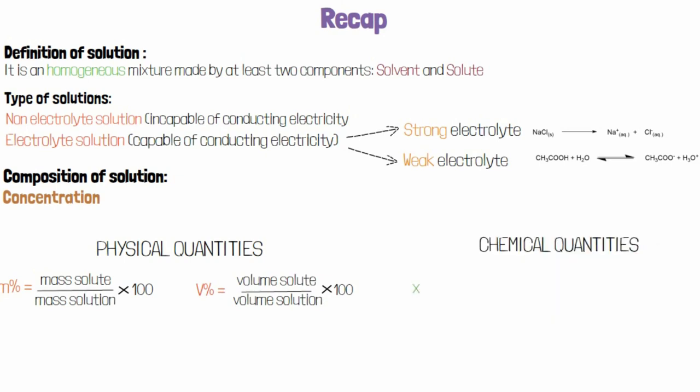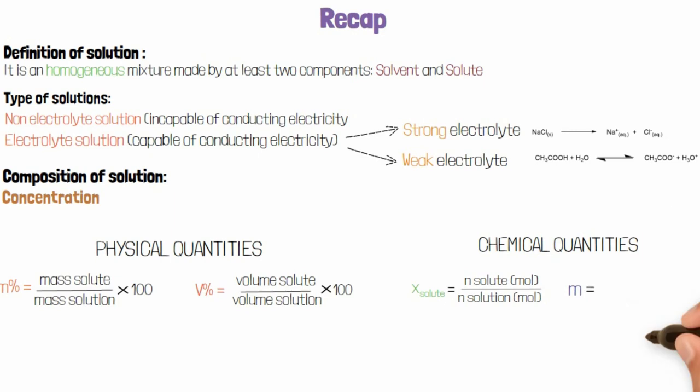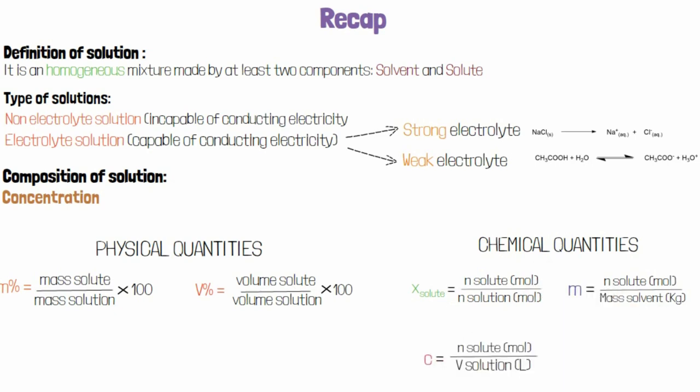Then we have seen the chemical quantities. The first concentration expressed with chemical quantities is molar fraction. We have, for example, seen the molar fraction of solute, which can be expressed as the moles of solute divided by the moles of solution. Then we have also seen molality. Molality is moles of solute divided by the mass of solvent in kilos. Then we have seen molarity, which is again moles of solute divided by the volume of solution in liters. And then normality, which is equivalents of solute divided by volume of solution.